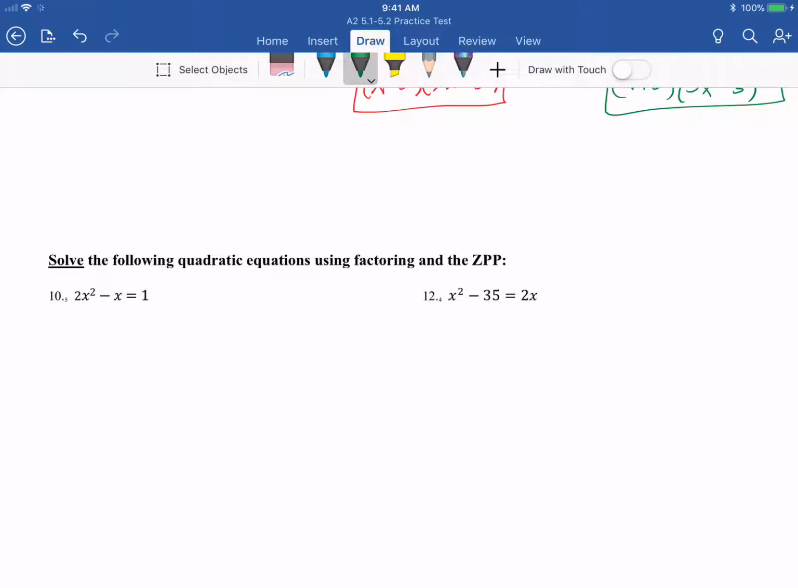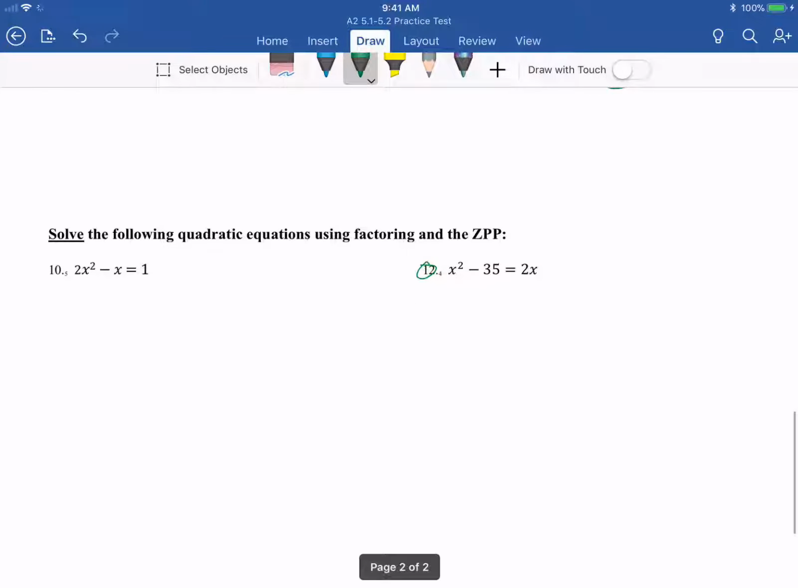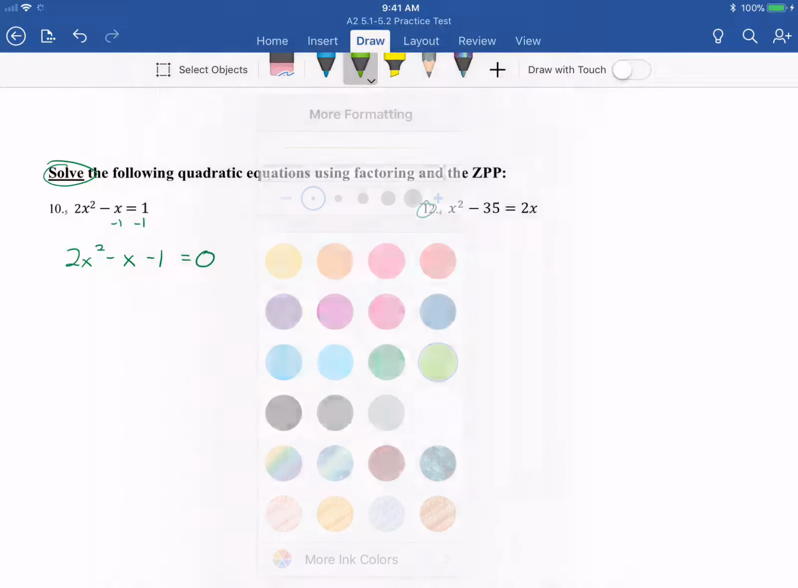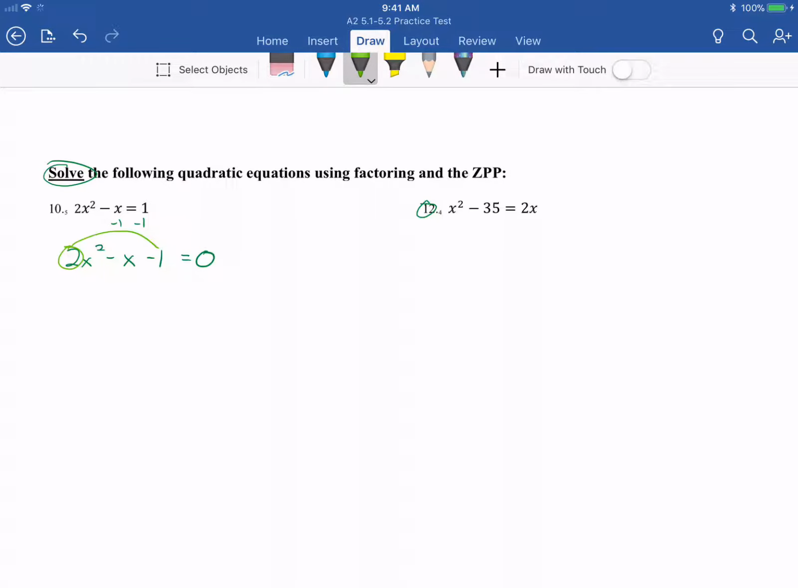Now, moving on to 10 and 12. I skipped number 11. I don't know why. Moving on to 10 and 12, you have to solve these. That means you have to get it equal to 0, then factor, and then set each of those equal to 0. So I got to subtract this 1 to the other side. Now I get 2x squared minus x minus 1 is equal to 0. Go through and factor this. Now my a is greater than 1, so now I have x squared minus x minus 2 is equal to 0.